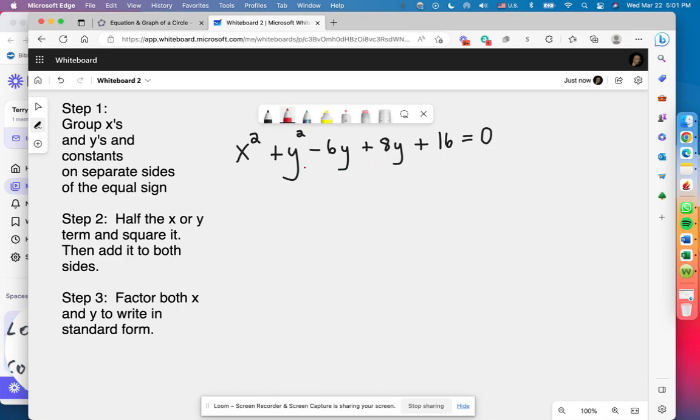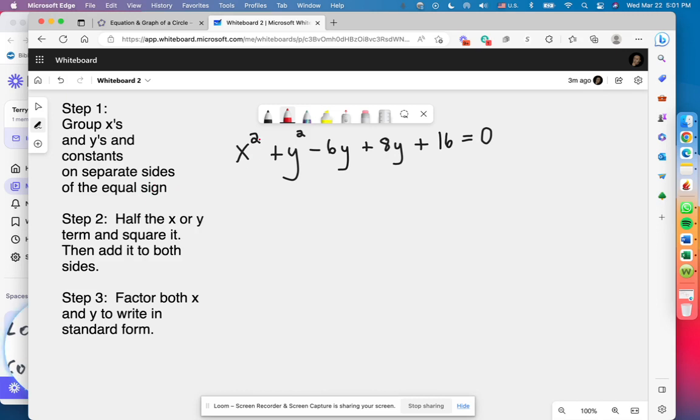We got it. All right, so step one. I wrote out some steps over here, but you have to know what to do in the steps. So steps are nothing if they don't make sense to what I'm trying to say. All right, first is group x's and y's and constants on separate sides of the equal sign.